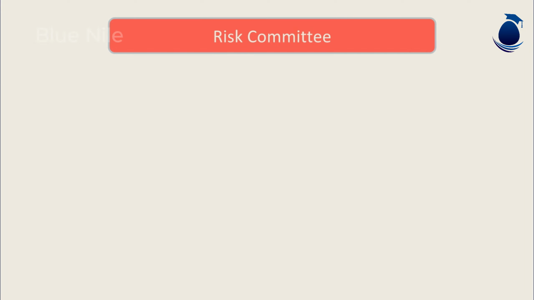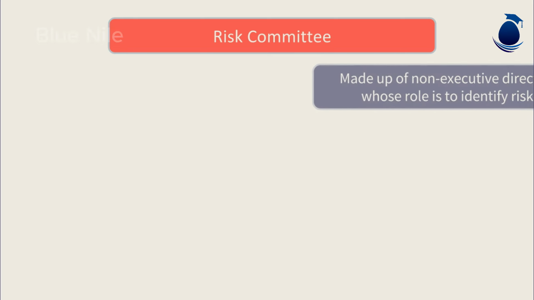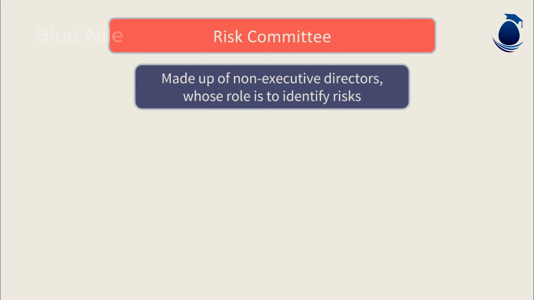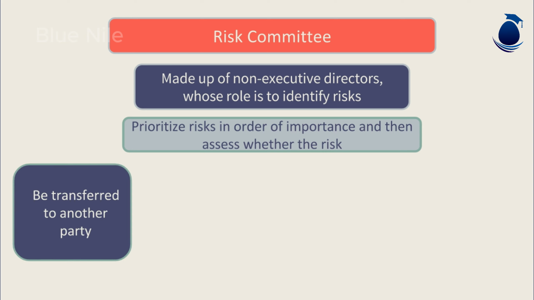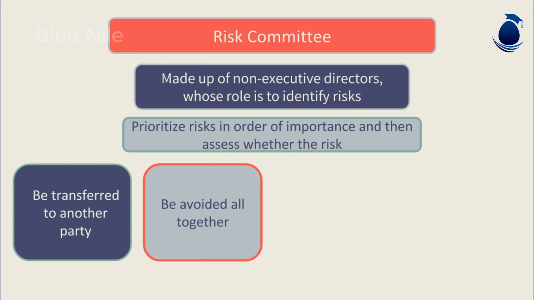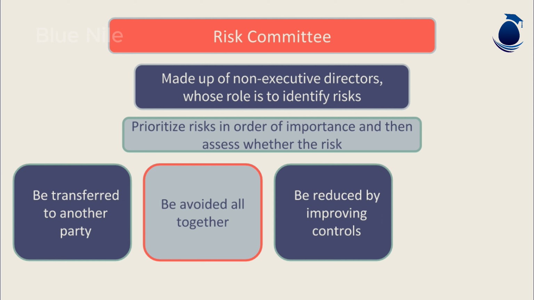The Risk Committee are responsible for assessing the risks associated with the company and recommending the best approach to reduce these risks. This committee is also made up of non-executive directors, whose role is to identify risks and ways to manage those risks. Once identified, they need to prioritize them in order of importance, and then assess whether the risk can be transferred to another party, for example by an insurance cover, be avoided altogether, be reduced by improving controls, or, if not likely to happen and low-impact risks, be accepted.